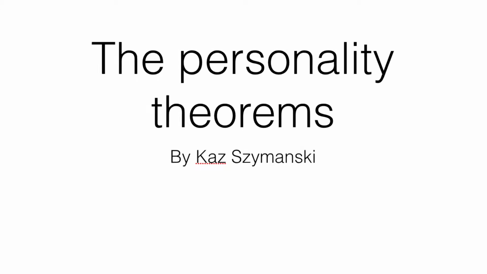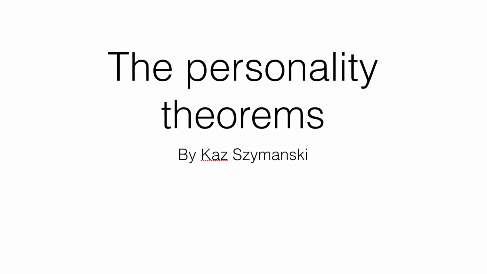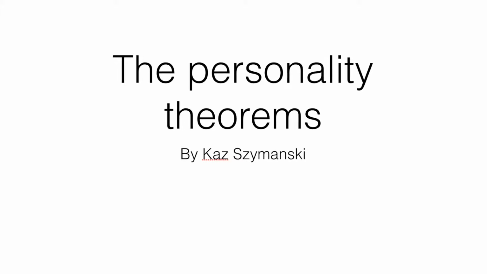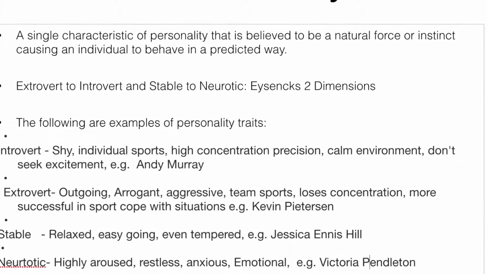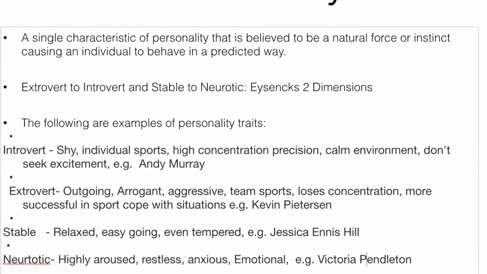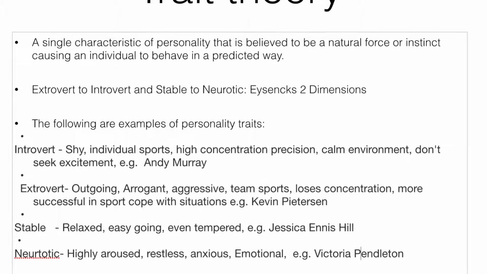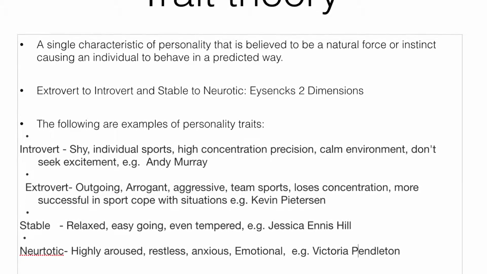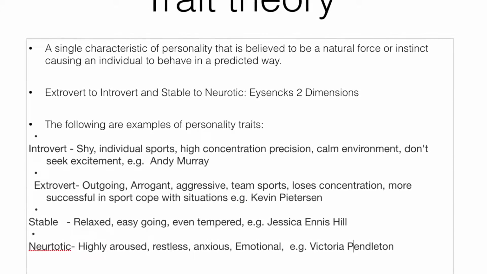In this assignment, I will be talking about all the different theories and sporting examples that go with these theories. Personality is the combination of characteristics or qualities that form an individual. Trait theory is a single characteristic of personality that is believed to be a natural force or instinct causing an individual to behave in a predicted way. They are extrovert to introvert and stable to neurotic, Eysenck's two dimensions.